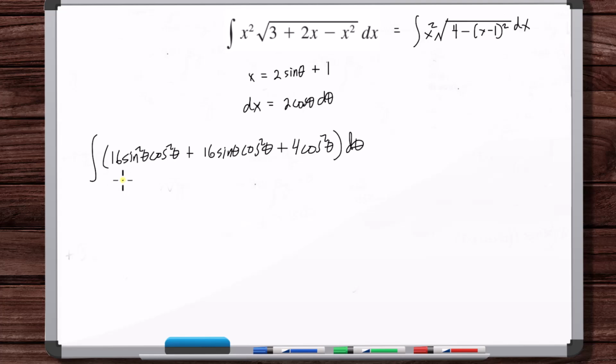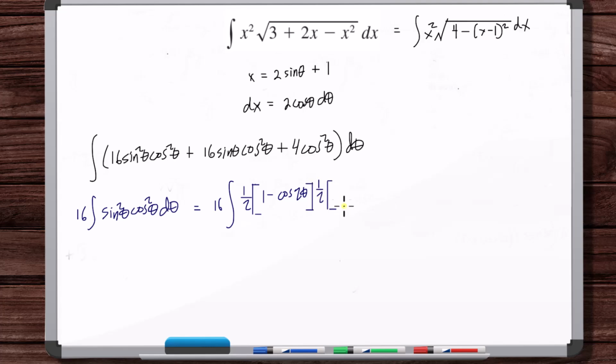So for this integral here, we've got 16 sine squared theta cosine squared theta d theta. In this situation, we need to use the half angle identities because both powers are even. And so we've got 1/2 times 1 minus cosine 2 theta, and then 1/2 times 1 plus cosine 2 theta.